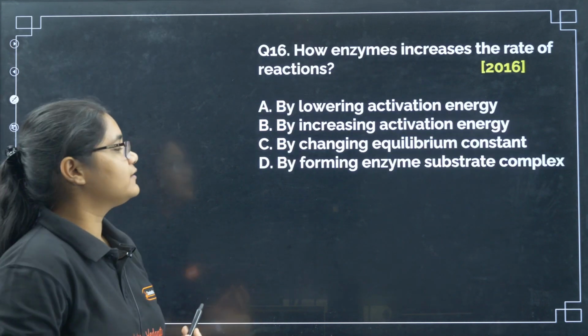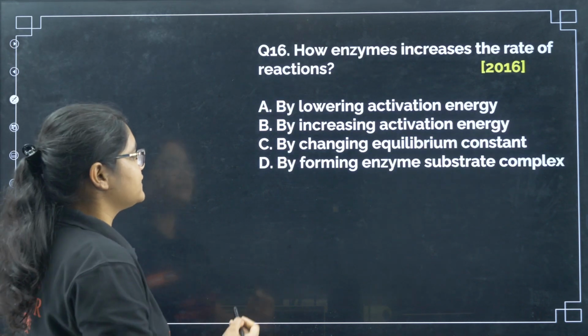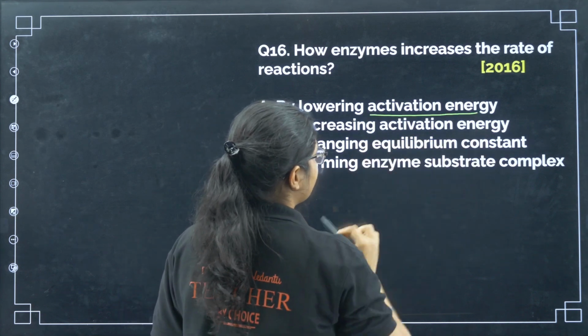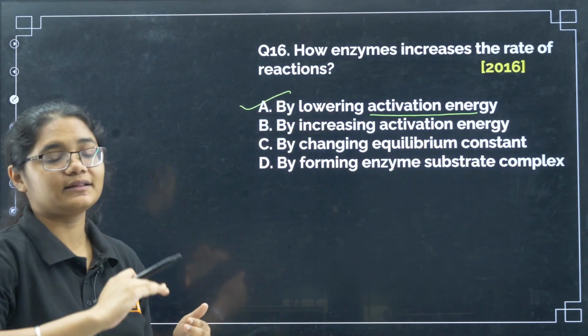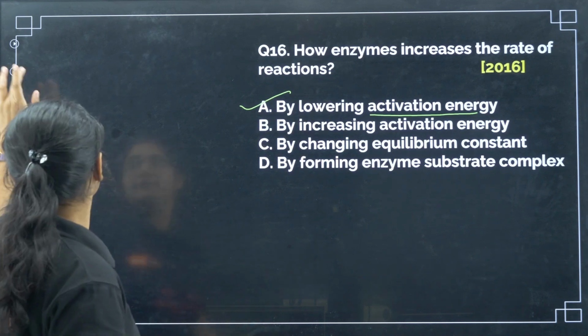Next, how do enzymes increase the rate of the reaction? They increase it by lowering the activation energy, right? So they provide an alternative method for the reaction where the activation energy is lowered.